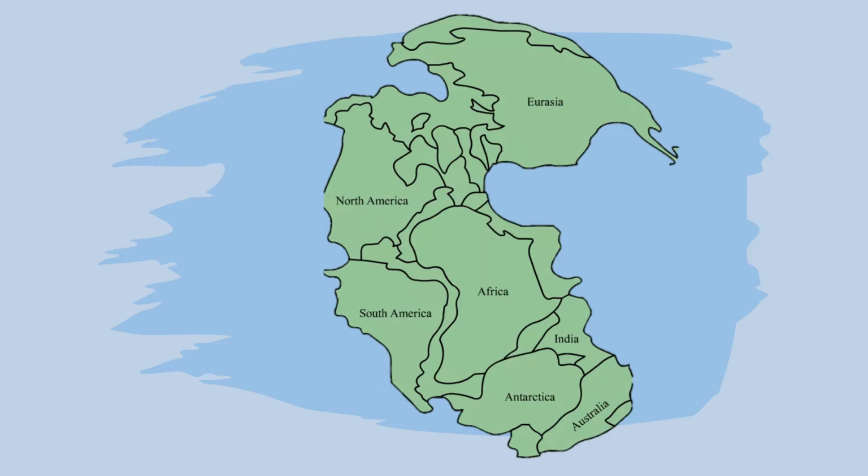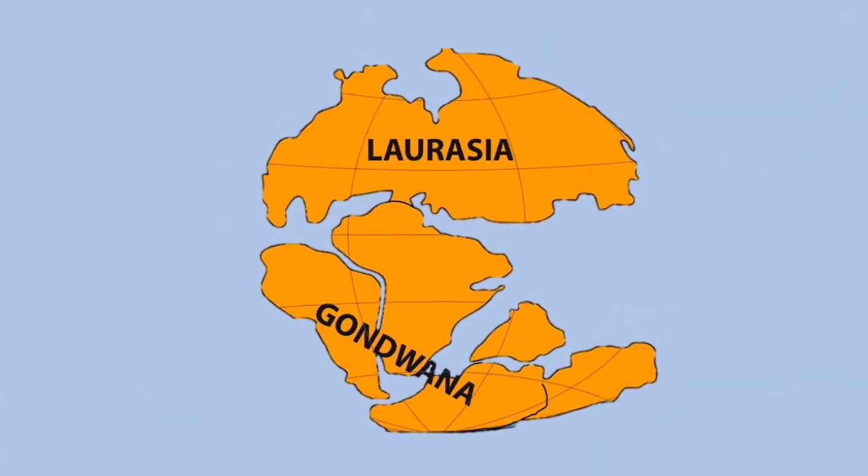Later, Pangaea got divided into two continents called Laurasia and Gondwana. This was during the Mesozoic era, the time when dinosaurs ruled the earth.